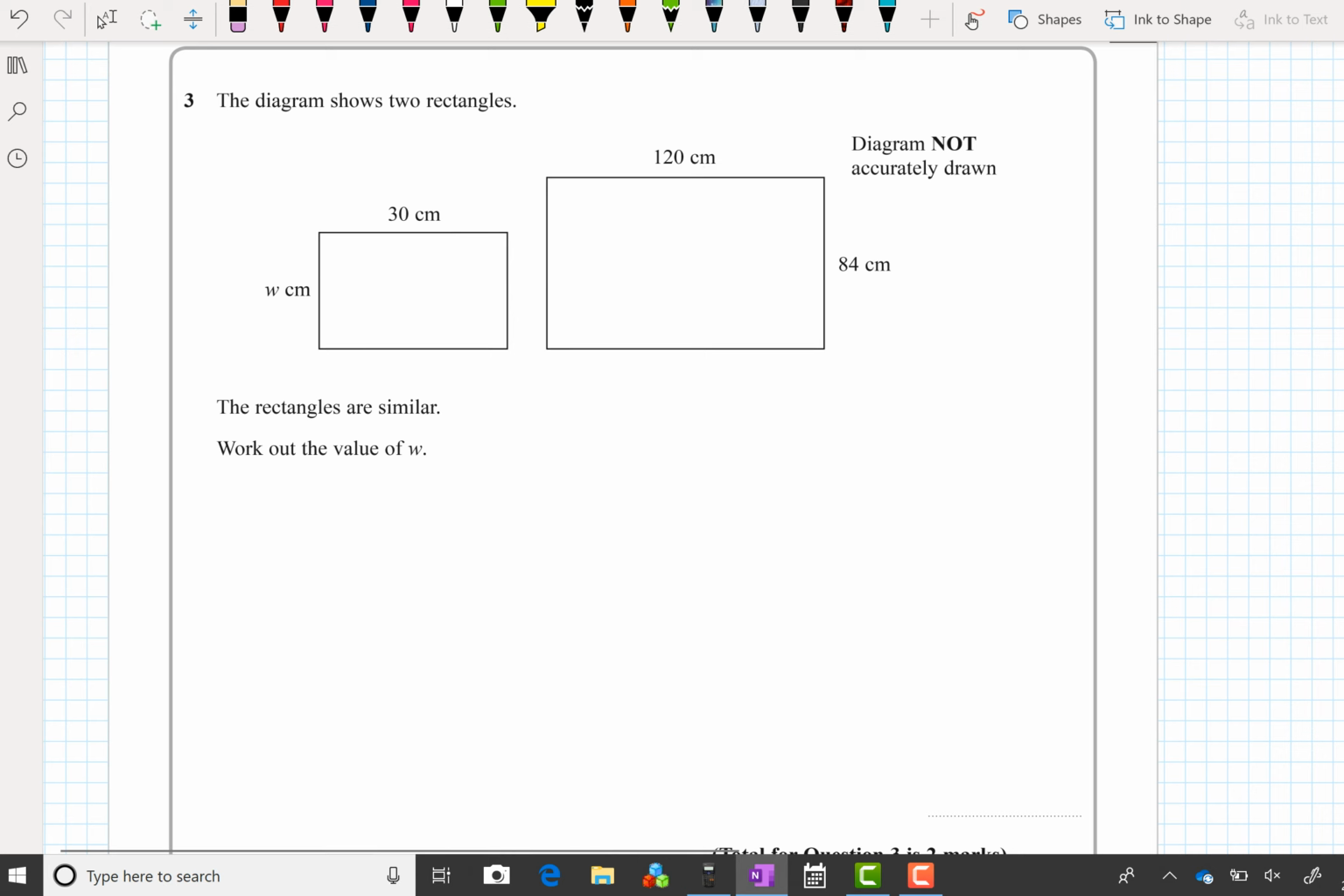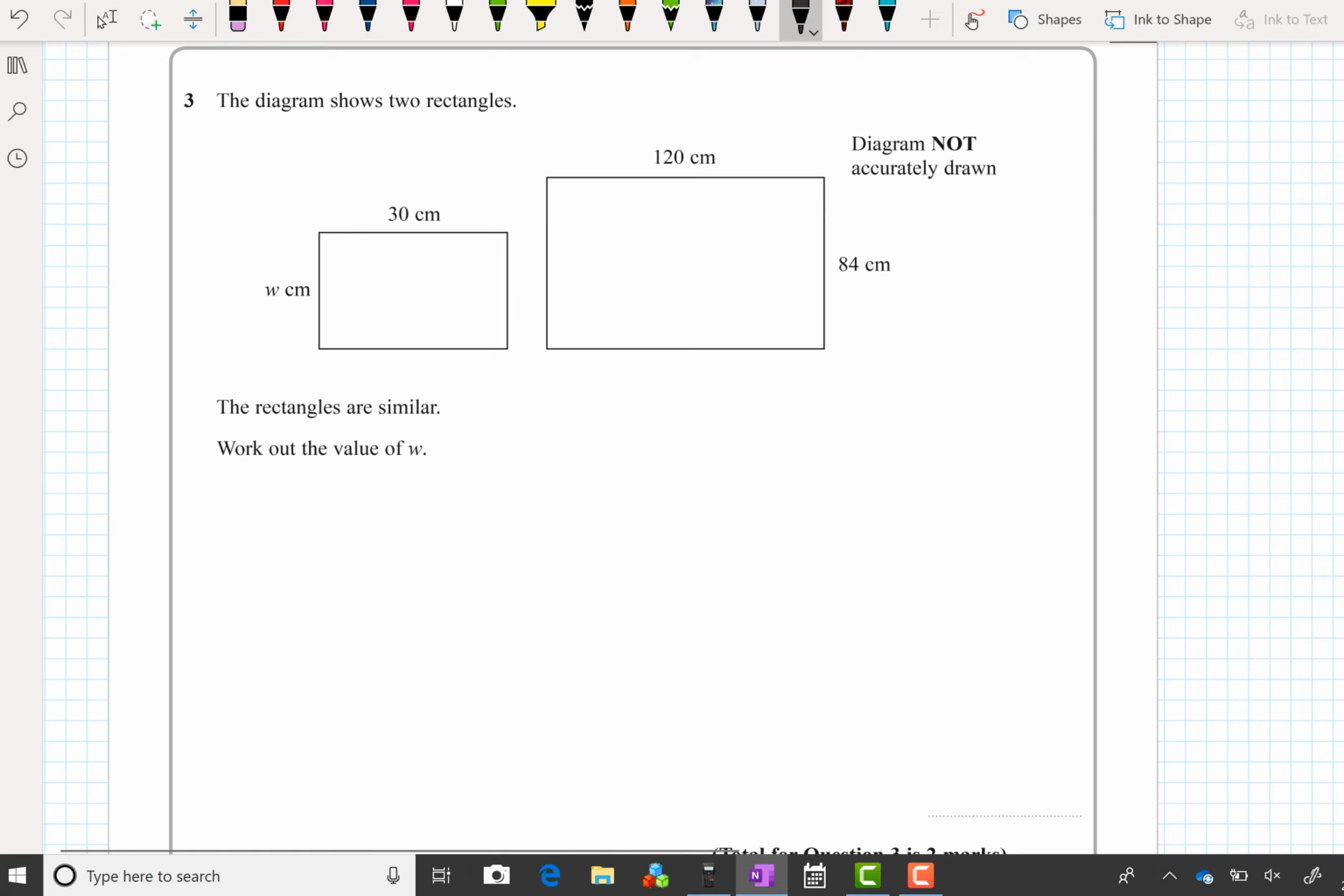Diagram not drawn accurately. The rectangles are similar. First thing, that means that if you get a rectangle and a larger or smaller rectangle, if they're similar, they're increasing by the same proportion. If you stretch one side by 4, you must stretch all sides by 4. If you stretch one side by 2, you stretch all sides by 2. If you halve one side, you halve all sides.